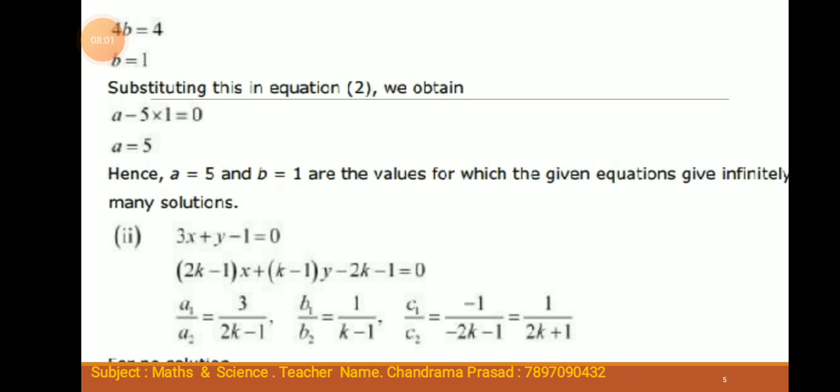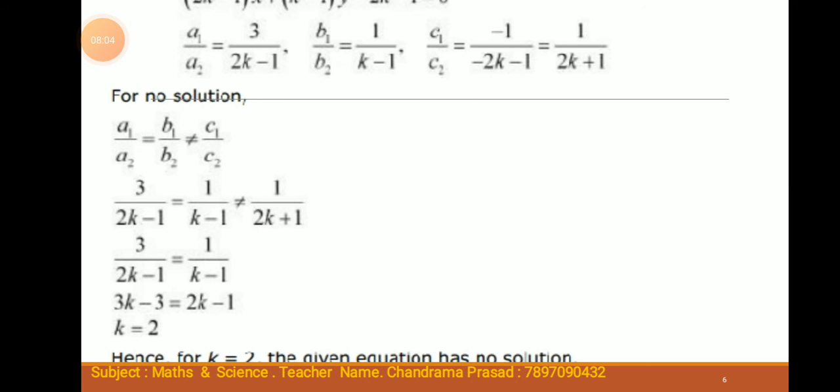Since according to the question the pair of linear equations has no solution, therefore you can say that a1 by a2 equals b1 by b2 not equal to c1 by c2. Therefore, this can be written as 3 divided by (2k minus 1) equals 1 divided by (k minus 1) not equal to 1 divided by (2k plus 1).